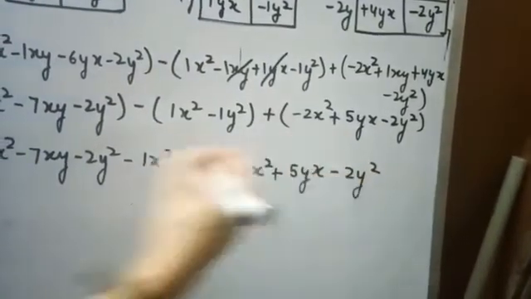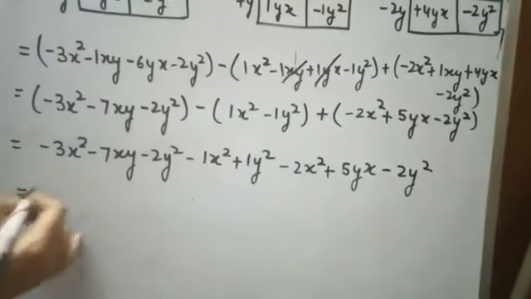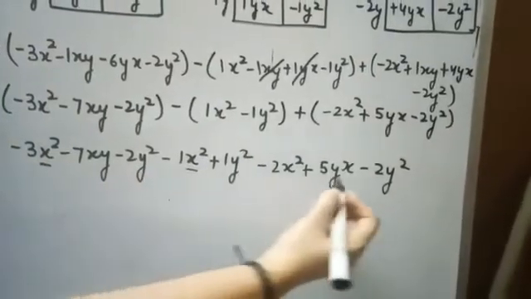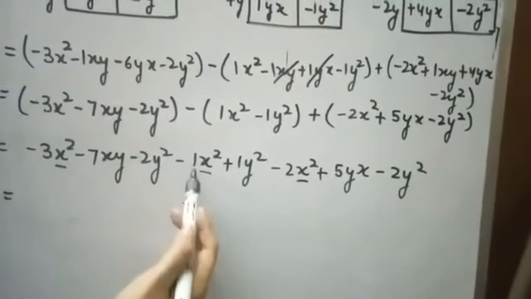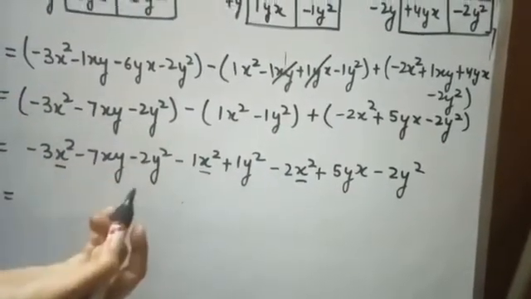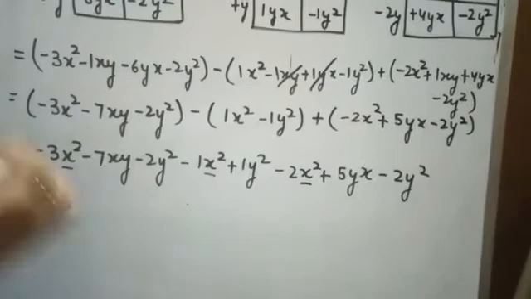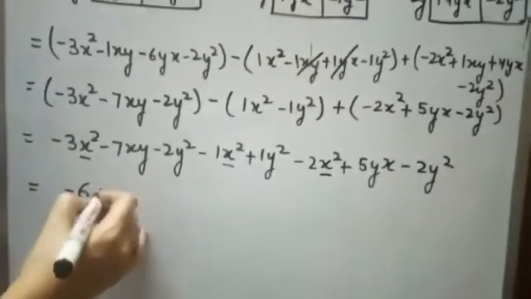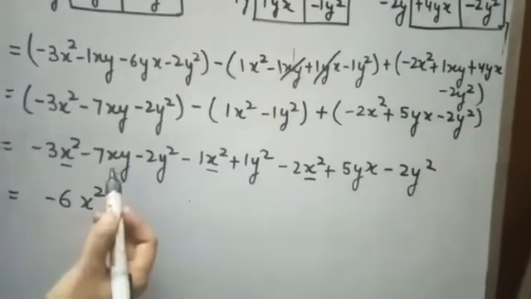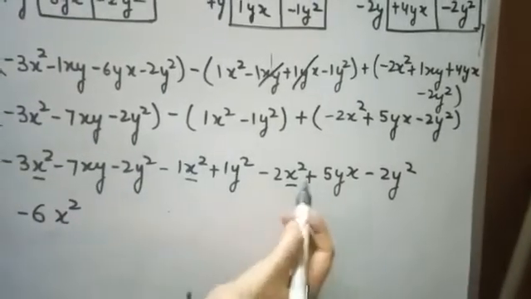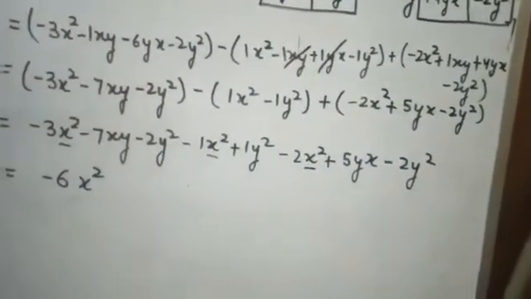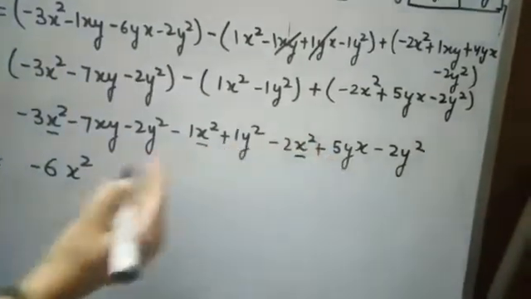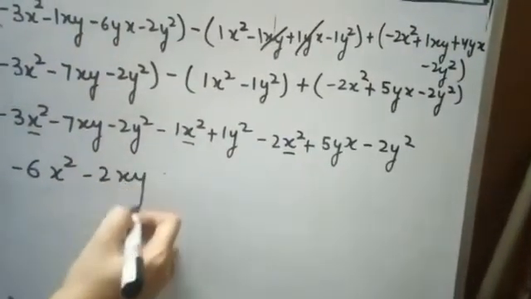Now again we have like terms. First we will go for the x square: x square and x square. Look out for the constant part. Minus 3, minus 1, minus 2. All the three are negative. Add them and put a negative sign. So it will become minus 6x square. Now for xy: minus 7xy plus 5xy, yx. xy and yx both are like terms. So minus 7 plus 5, minus 2xy.